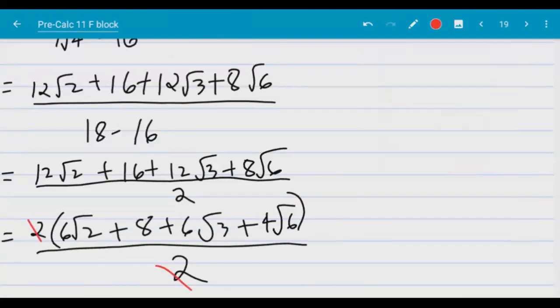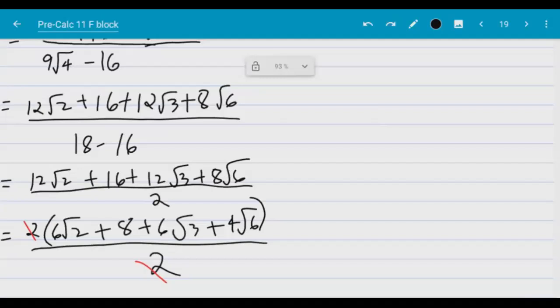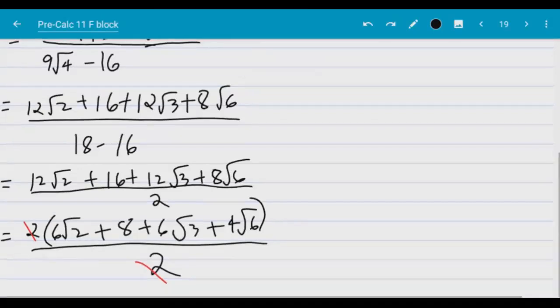And what is the final answer? This 6 root of 2 plus 8 plus 6 root of 3 plus 4 root of 6. So hopefully you were able to get that. And if it is unclear, kindly rewind this video. I'm going to go to letter B.